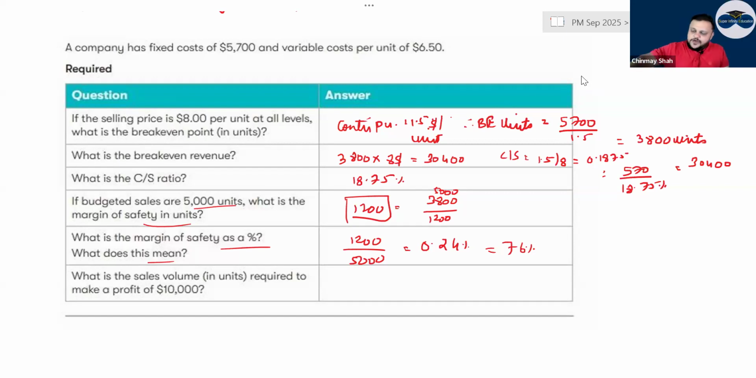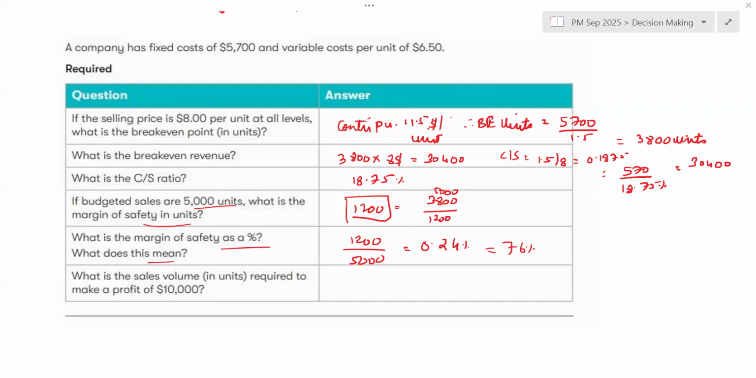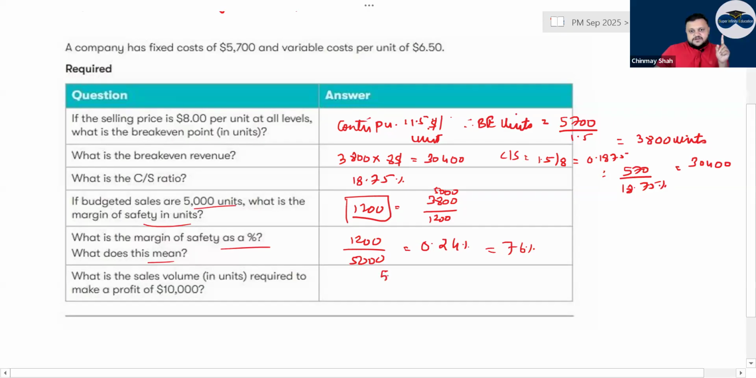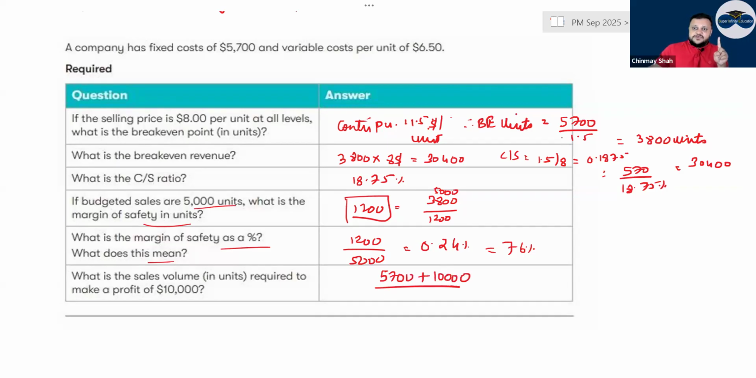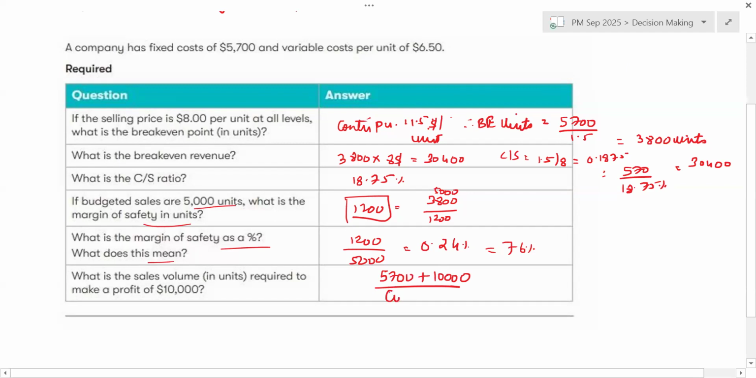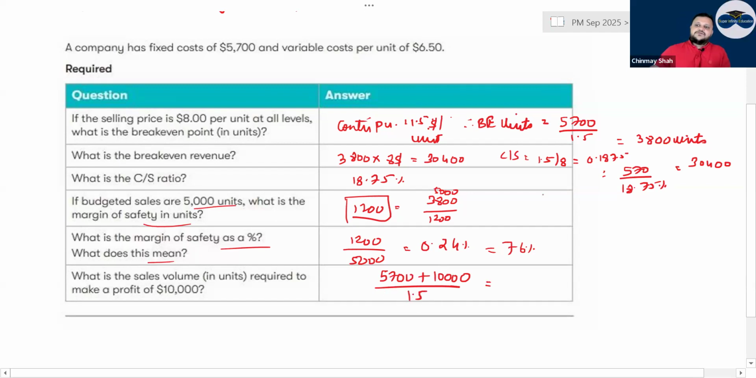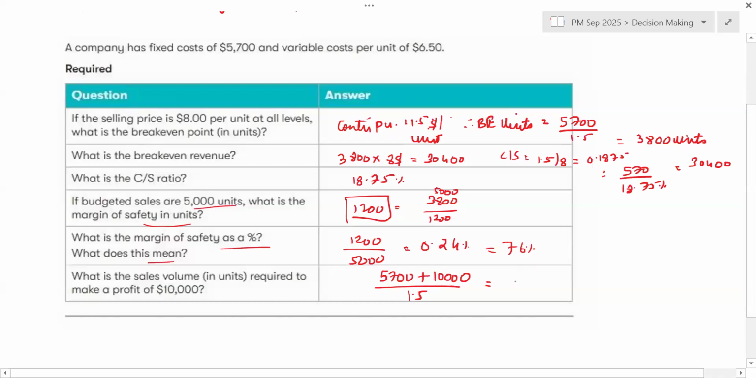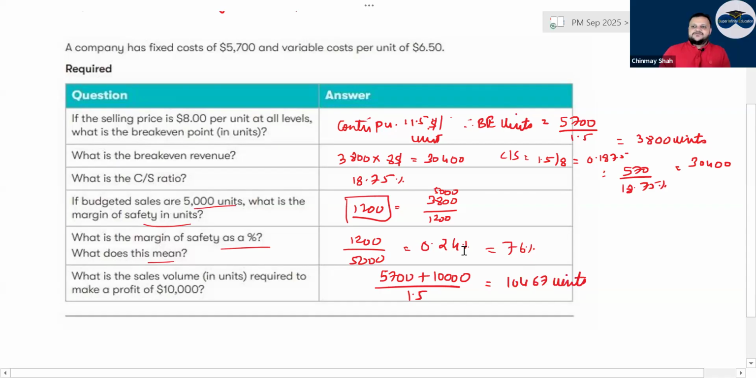How do you find it? What plus what divided by what? Total sales in units. What are the 2 things to be added in the numerator? Fixed cost and desired profit. How much is fixed cost? 5700. Plus the desired profit 10,000. Divide by what? I want it in units, so divide by contribution per unit. Contribution per unit is 1.5. Tell me how much is that? 10467 units. Correct.